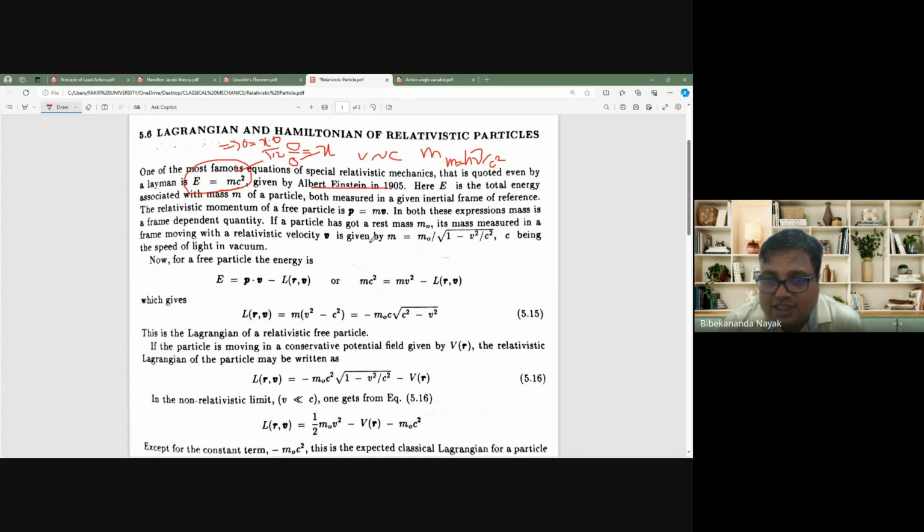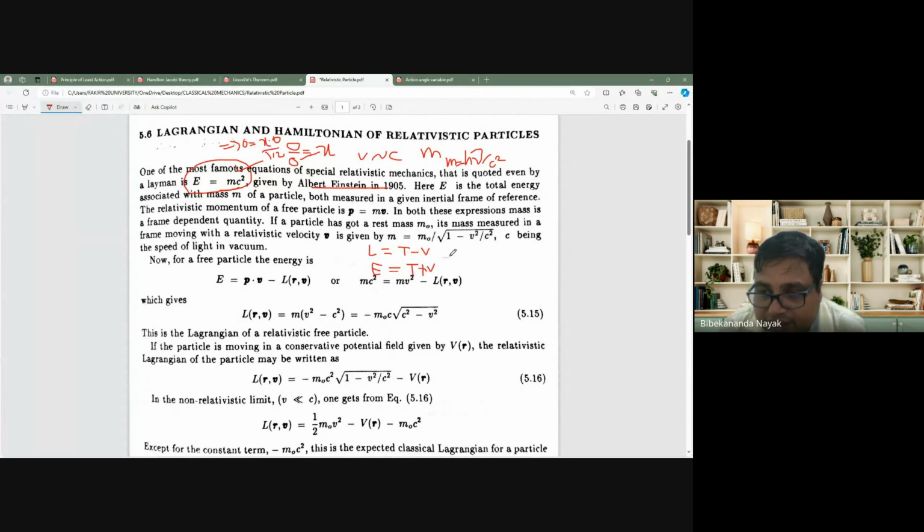Now we know that the Lagrangian is equal to kinetic energy minus potential energy. And the total energy of a body, for a conservative system, is equal to the Hamiltonian, which is T plus V.